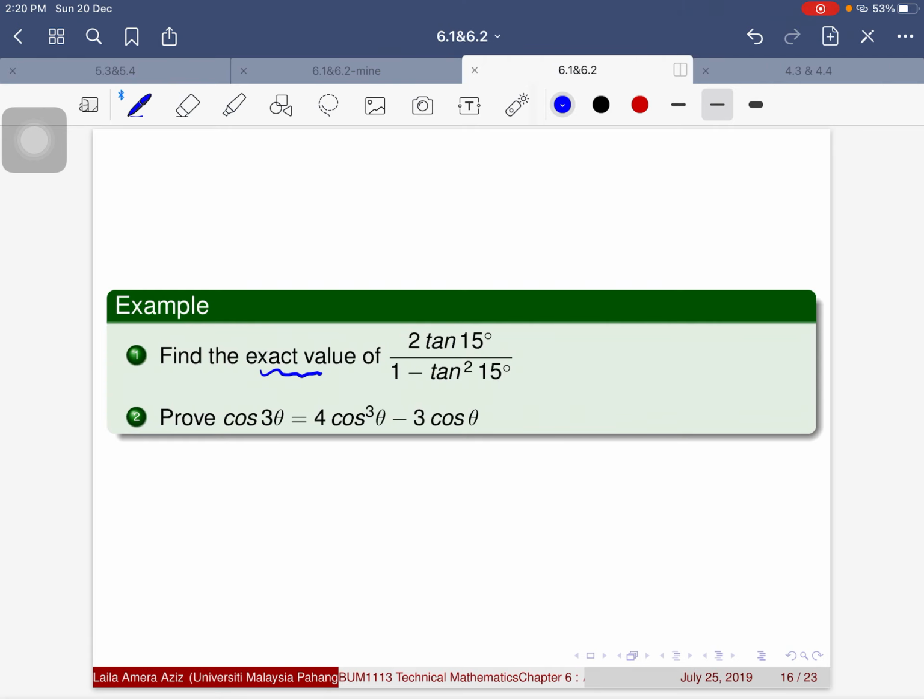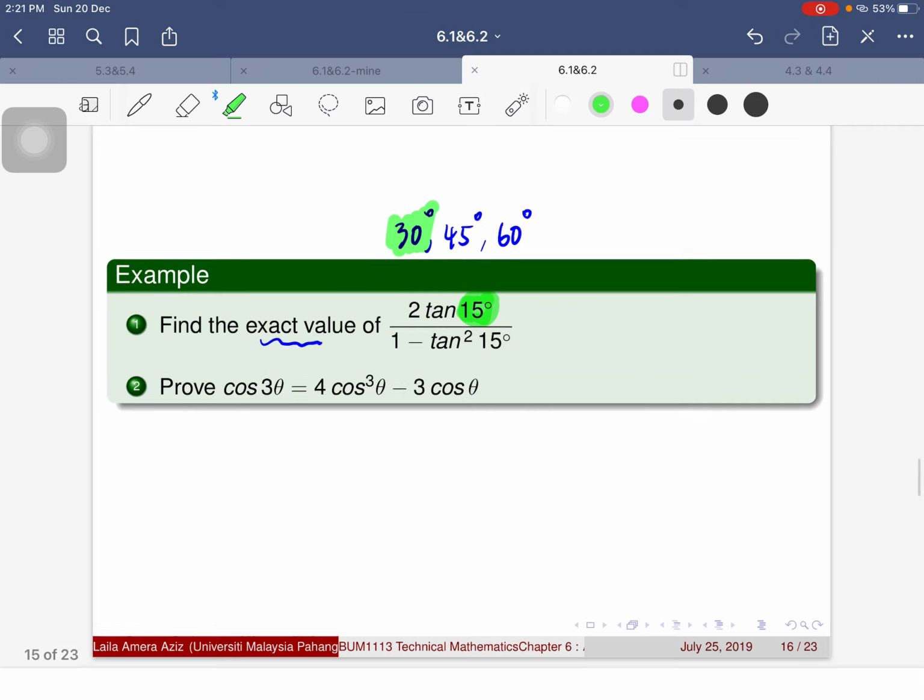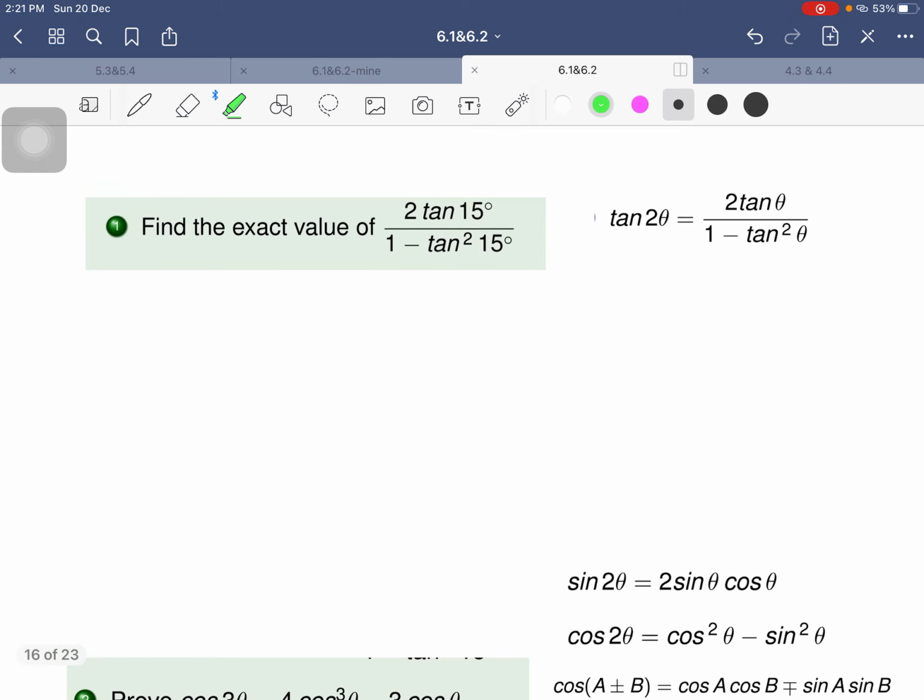So 30, 45, and also 60. How do we relate? We know that the special angle could be 30, 45, or 60 degrees. And how are we supposed to relate that with 15 degrees? Because we know that 15 degrees is 30 divided by 2, or twice that 15 degrees is going to be 30 degrees. And because of that, we are going to use the double angle formula.